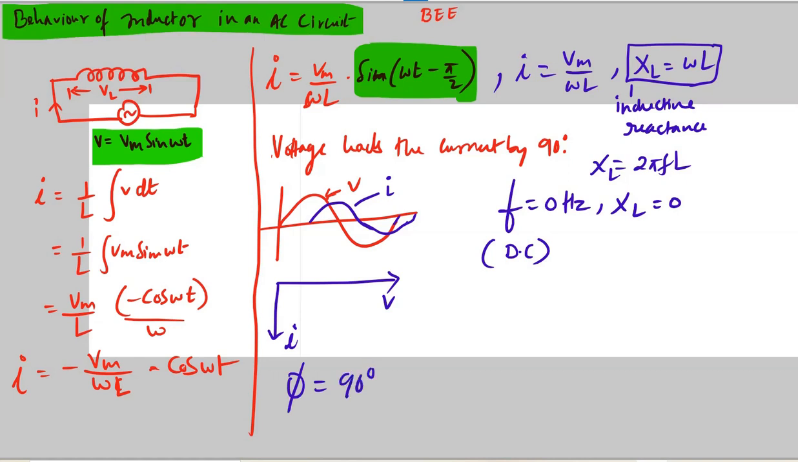90 degrees. And then power factor. Power factor also you know, it is cos phi. And cos 90 is 0, hence 0.